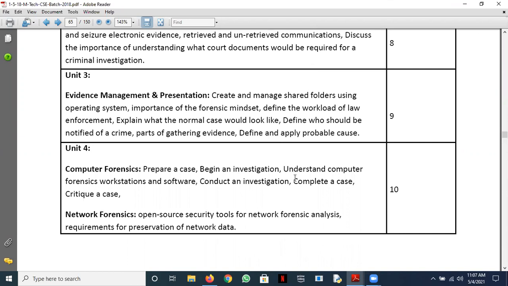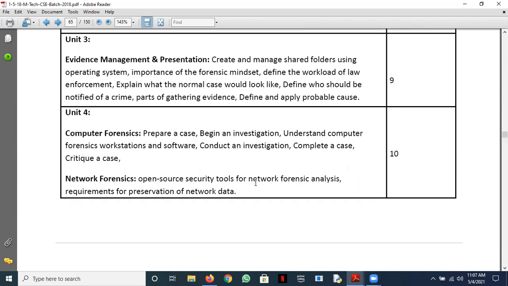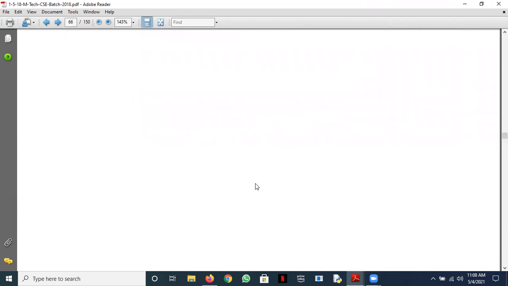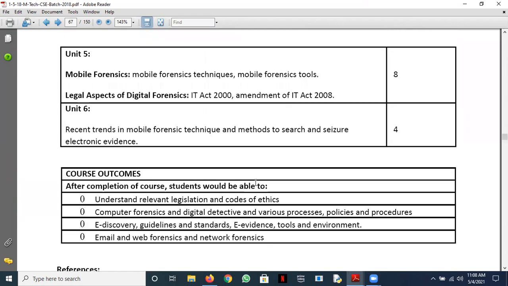So you see, it's sort of a related thing from unit one to unit six. The idea is how to check the various evidences that we get, how can we gather them, how can we analyze them, and how can we use them to solve crime. Then in network forensics, later units 5 and 6 are mobile forensics: how we can extract data from mobiles, like mobile tracing and all. What are the legal aspects of this?